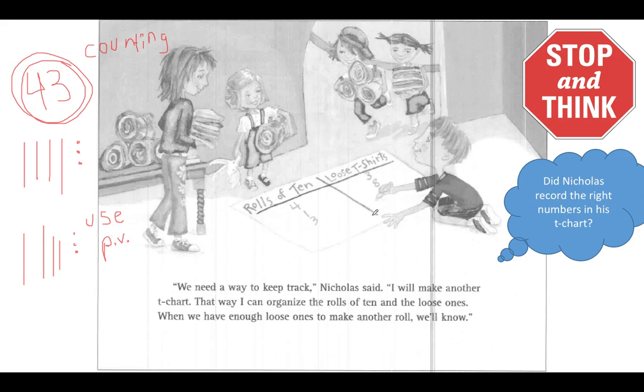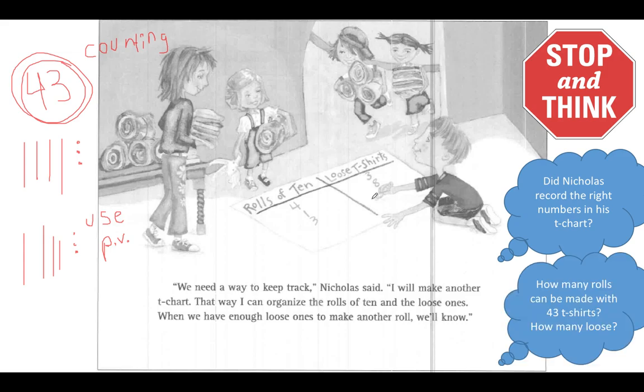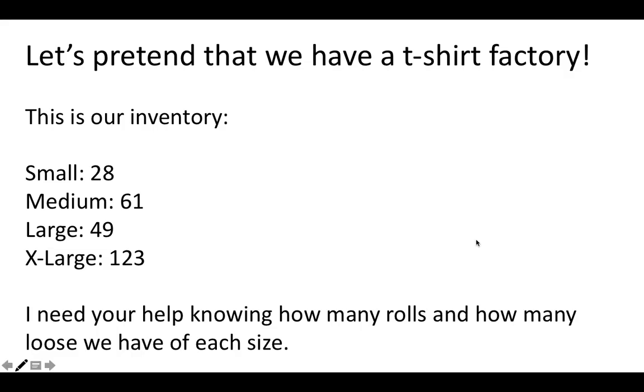Did Nicholas record the right numbers in his chart? You have a conversation without pointing out the pattern. Let the kids tell you. And then you're going to check some numbers. Like, how many rolls then could be made with the 43 t-shirts? You're kind of saying, oh, he's saying 4 rolls, 3 loose, with 18 t-shirts, with 39. So you're doing a little bit of probing and digging for the understanding, and then you set them loose.